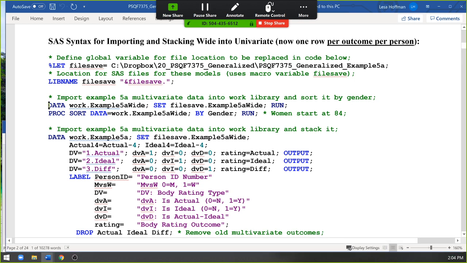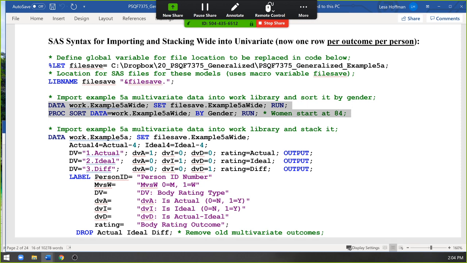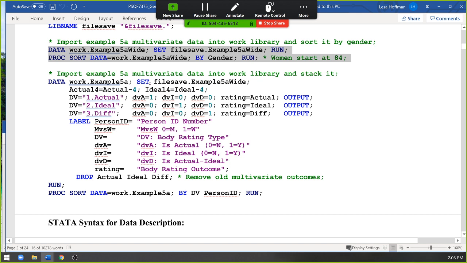So I imported that directly so that I could sort it to figure out where the men and women start so that I could get that information for printing our matrices per group later on. But here's where the actual stacking happens.